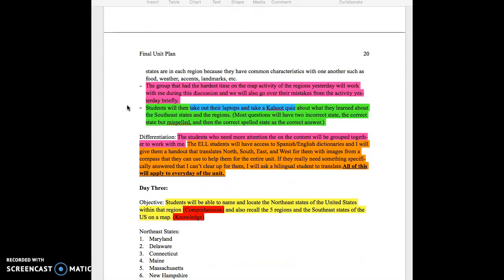And then that group that did have a hard time, I'll be coming around and we're going to be discussing what maybe they've been having problems with and then review that a little bit so they get a little extra practice with the things that they missed.